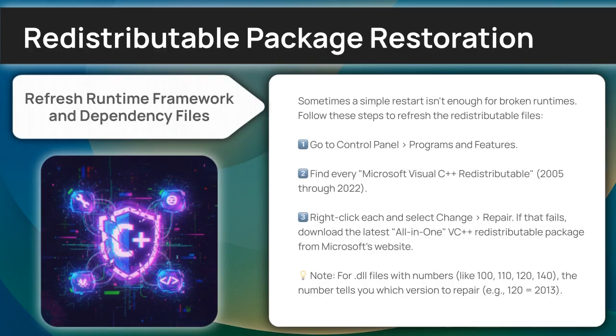Sometimes a simple restart isn't enough for broken runtimes. Follow these steps to refresh the redistributable files. First, go to Control Panel, then select Programs and Features. Second, find every Microsoft Visual C++ Redistributable 2005 through 2022. Third, right-click each and select Change, then select Repair.